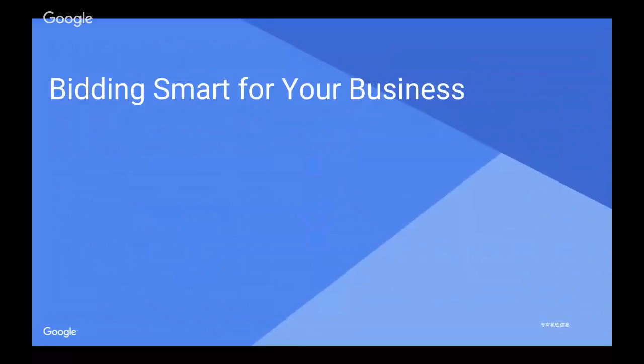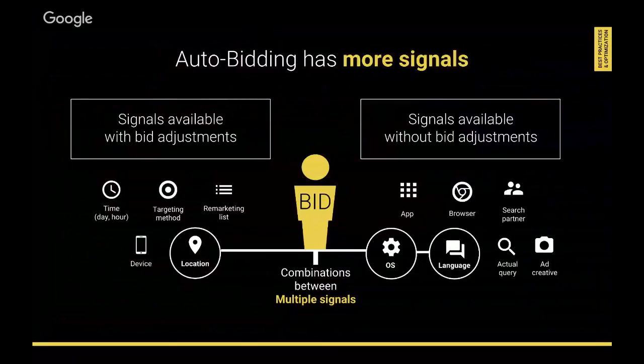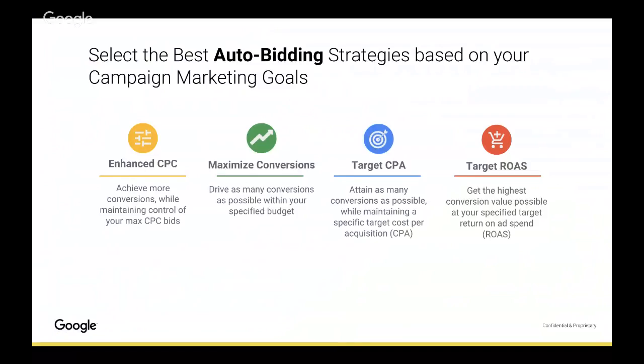So bidding smart for your business is important, which is why we want to introduce our auto bidding solution. With our auto bidding solution, you'll be able to use our machine learning to make a bidding decision. The machine will consider all these different types of signals we just talked about, and based on those signals, it will make the bidding decision based on your campaign goal.